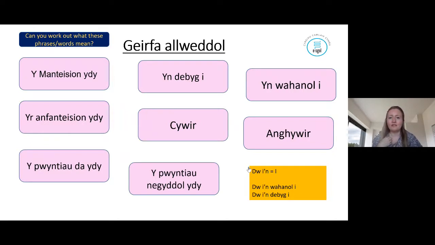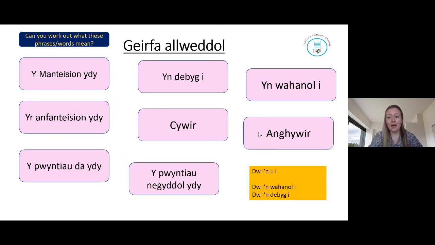Now that phrase often comes up as well in writing tasks where they're asking you for the advantages of a particular thing. So maybe the advantages of learning Welsh or the advantages of living in an area, but they come up several times. Okay, so if manteision is advantages, yr anfanteision, the disadvantages. Okay, the disadvantages are. So yr anfanteision ydy whatever the disadvantages are.